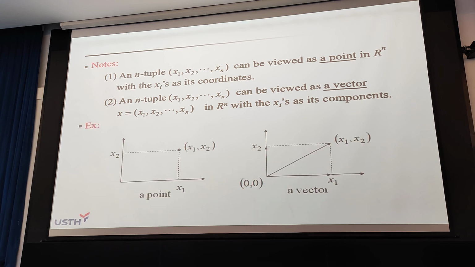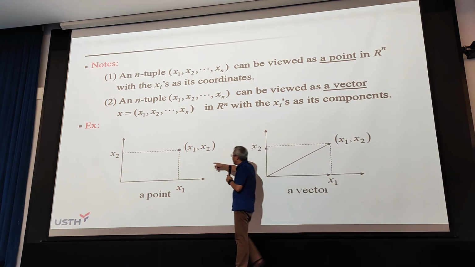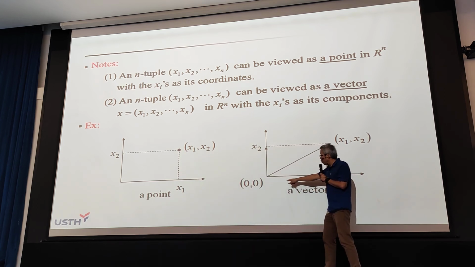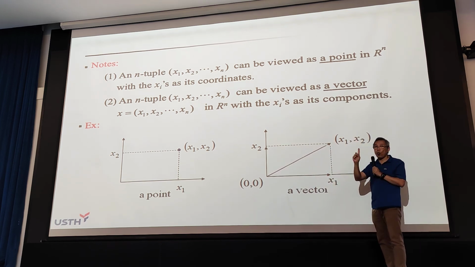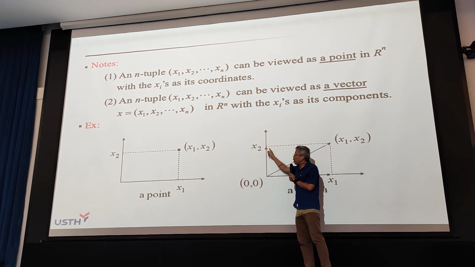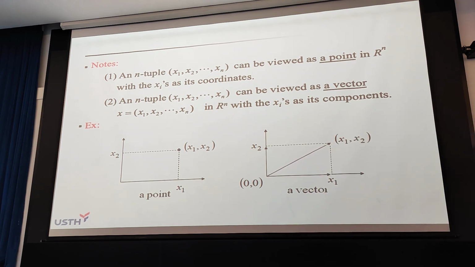Here you can see an example like that. A point is here, x1, x2. But it can be considered as a vector going from the origin to that point. And that vector will have two components. The first component is here, and the second component is there. So a sequence of two numbers now can be considered in two different ways. The first one is one point in the left-hand side picture, and a vector here is the second in the right-hand side picture.